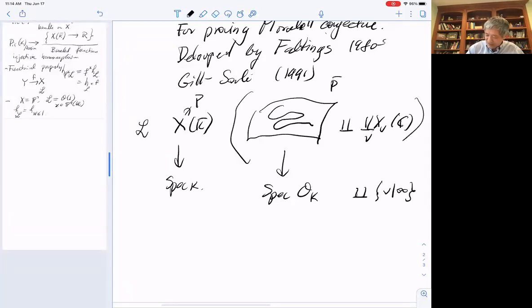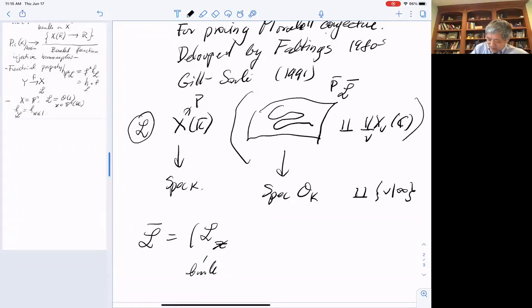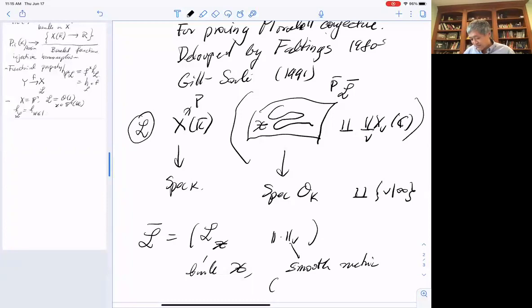So this whole package is called an arithmetic variety. Then if you have a line bundle here, let's say L bar. This L bar is the most important part. It has two parts. It's L over X, so this is a bundle on this integral model X. And then here you add some metric. So this is a smooth metric. I mean, for example, if you assume at least it's continuous, some nice metric, like when X_v is smooth, for example.